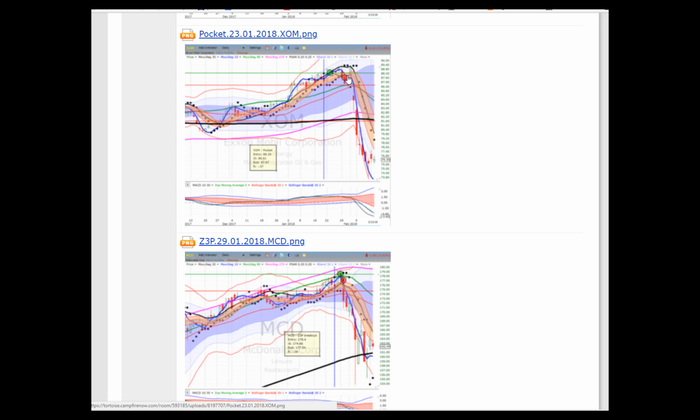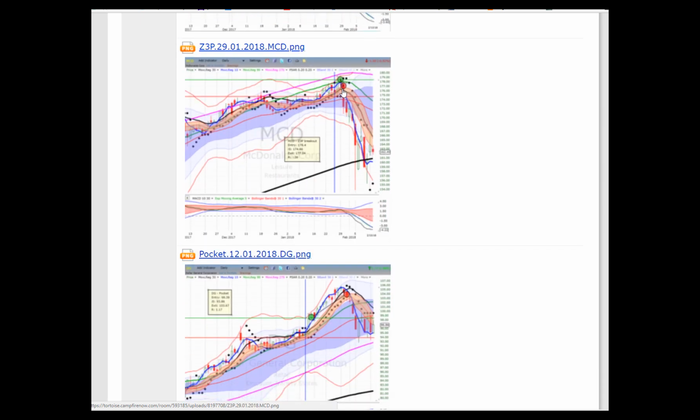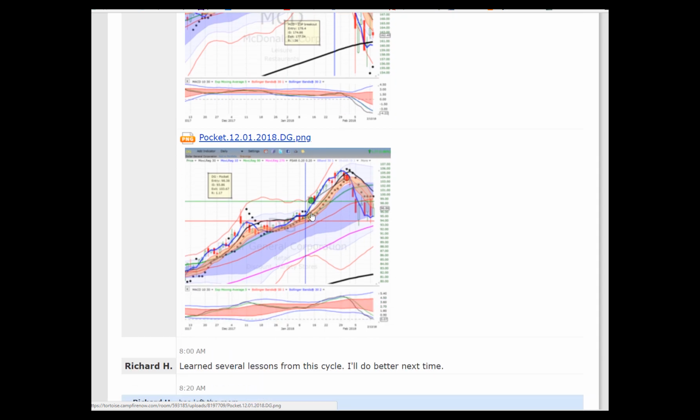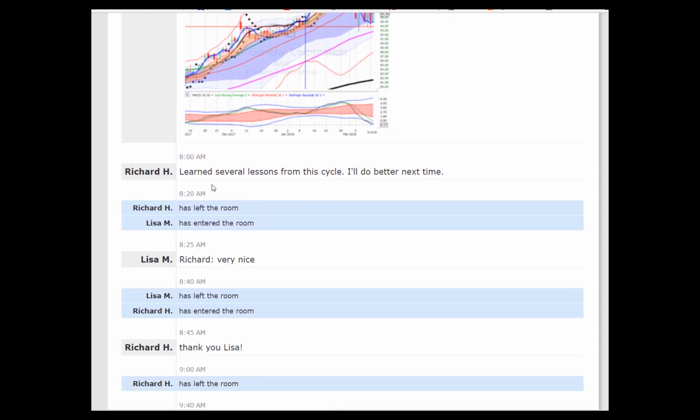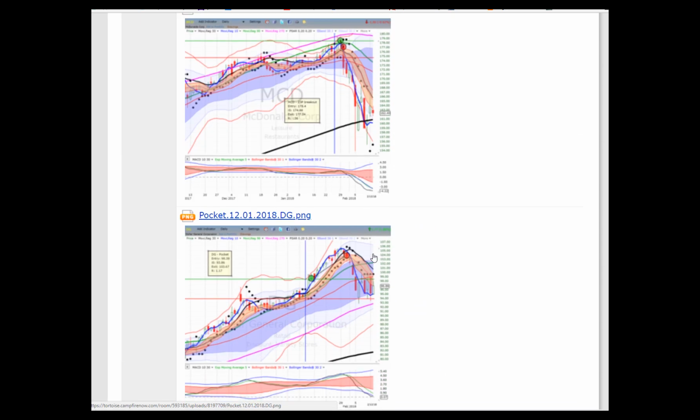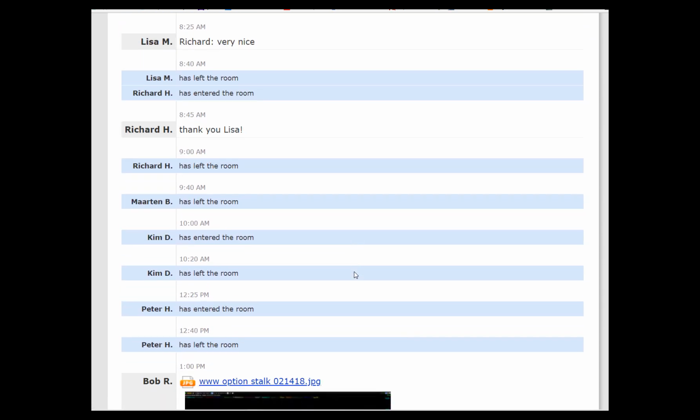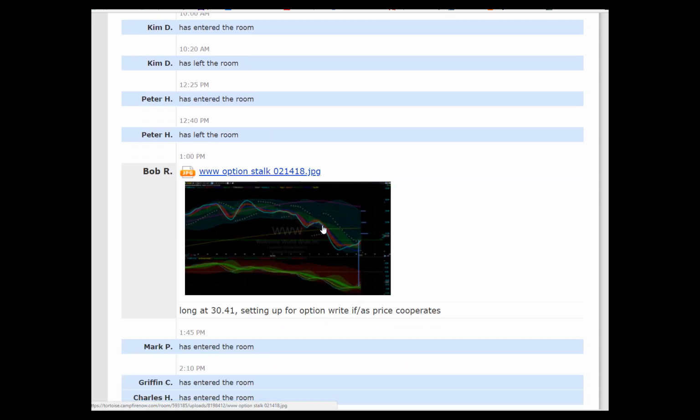ExxonMobil, good capital preservation, collapsing dragon right about here, and that's where the short side bias picks up. Excellent exit in McDonald's. Just really admiring the sell side discipline. Lots of good lessons on paying attention to the pockets and staying strong with your supply side, your selling discipline.